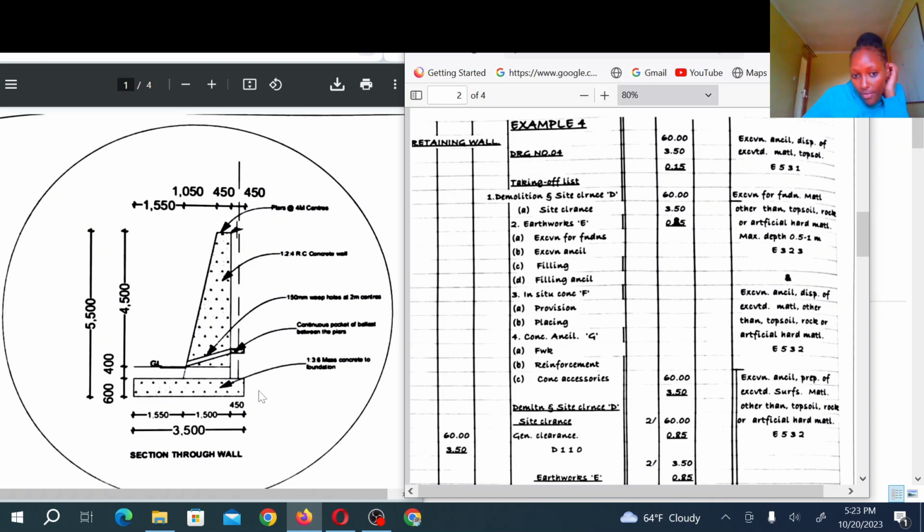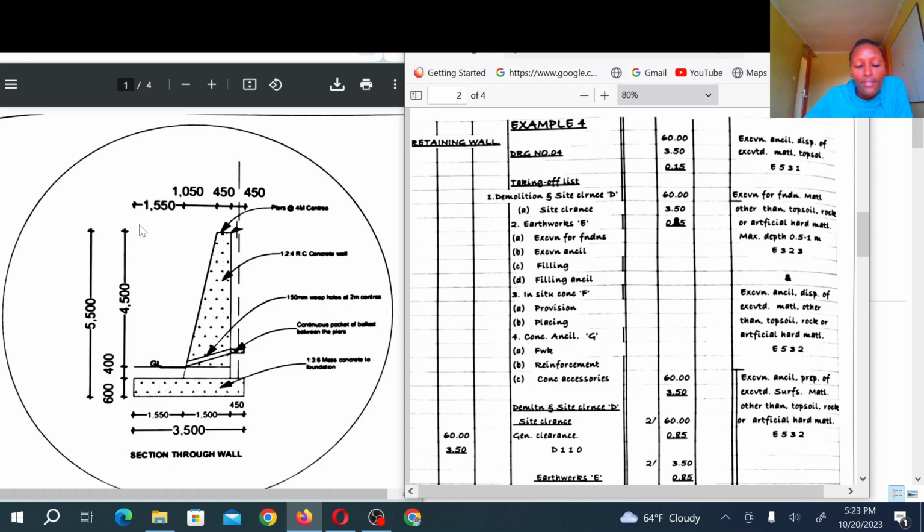Then we have the foundation, which is made up of 1:3:6 mass concrete. The thickness of the foundation is 600. 400 will be the distance between the foundation and the ground level. Then 4500 will be the height above the ground for the wall. So the total height of the wall and the foundation is 5500.